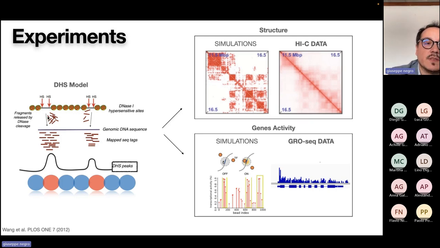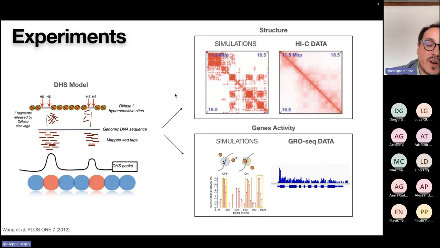You can count all the segments you get, and you know how these segments are made, so you can compare with the reference genomic DNA sequence and count the reads for each region of the genome. In this way you get a signal, and the peaks actually correspond to genes, because they correspond to regions of the chromatin that are active from a transcription point of view. So this is how you can construct the model.